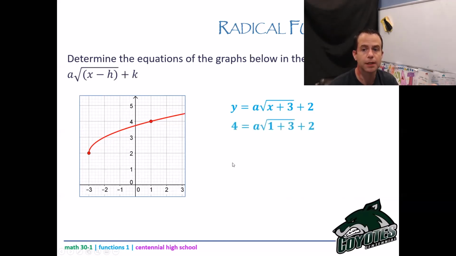Now I'm going to plug in the 1, 4. So y is 4 and x is 1. Now I've got the root of 1 plus 3, which is 4, and the root of 4 is 2. Bring the 2 over and divide by 2, and I get a is 1. Now, it's always nice when we come to a conclusion that says a equals this, but remember, that's not the answer. The answer is to determine the equation. What you just did was algebraically solve for a, which you have to do, but now you have to answer the question. And the question is, what's the equation?